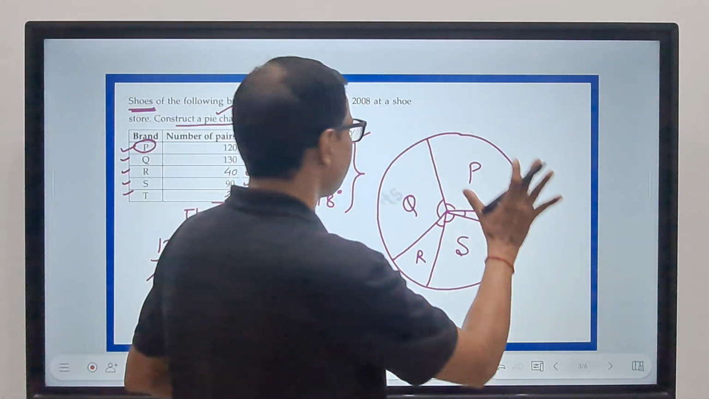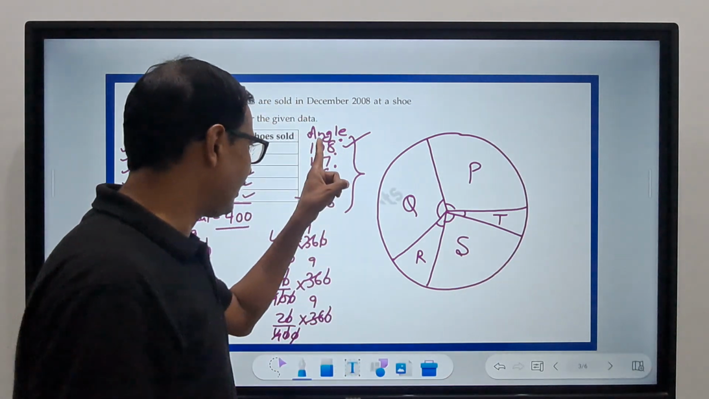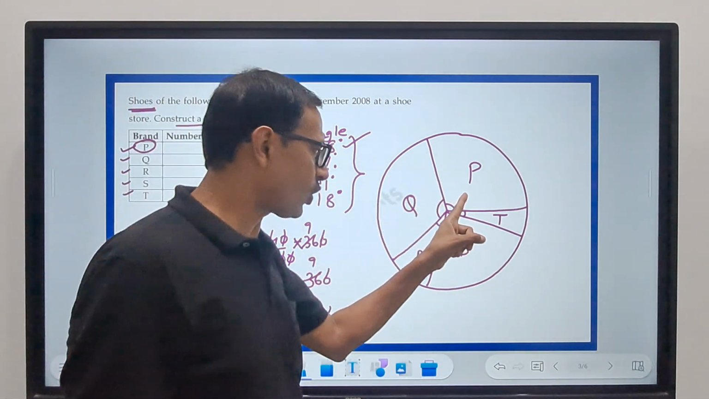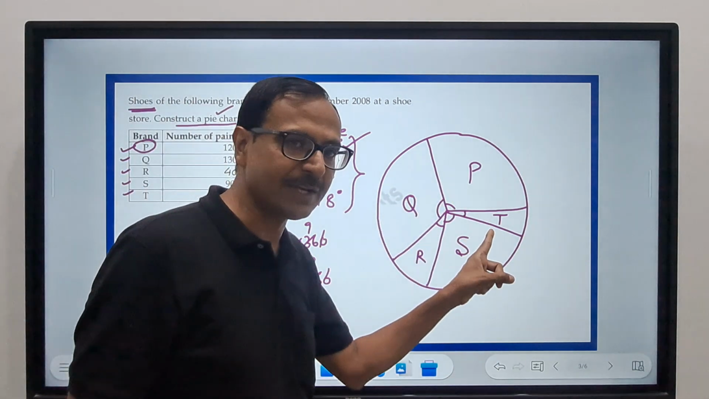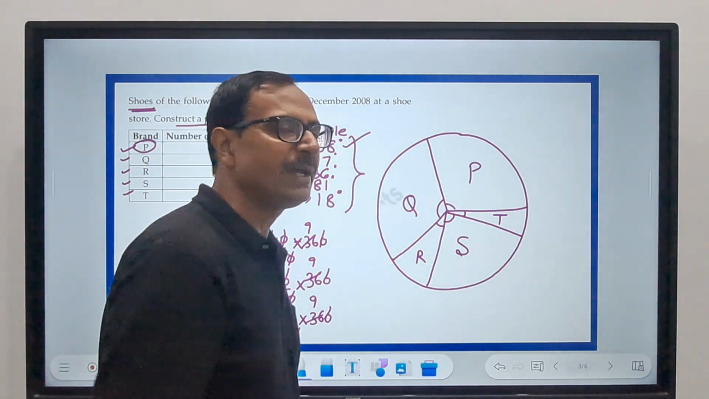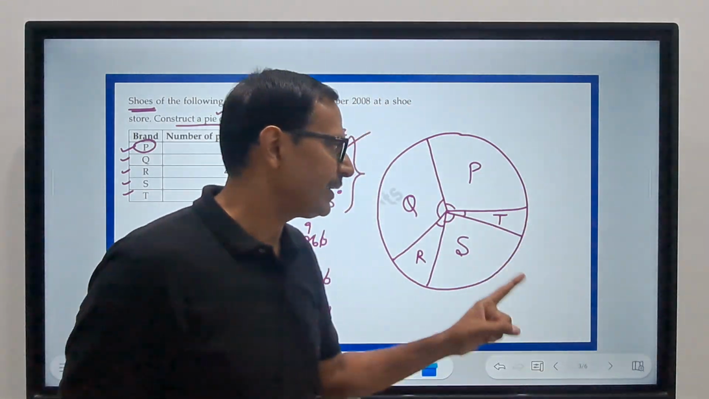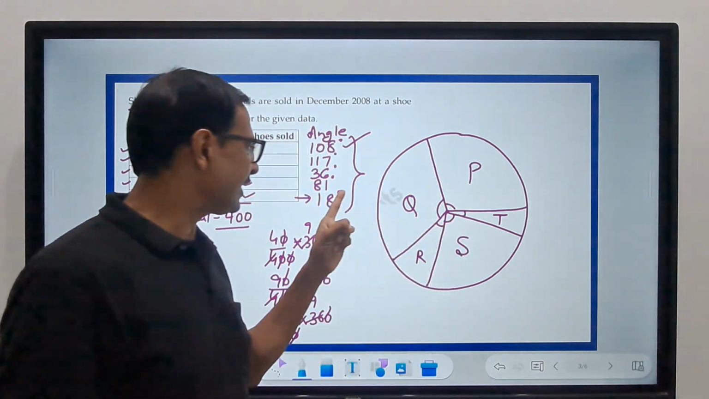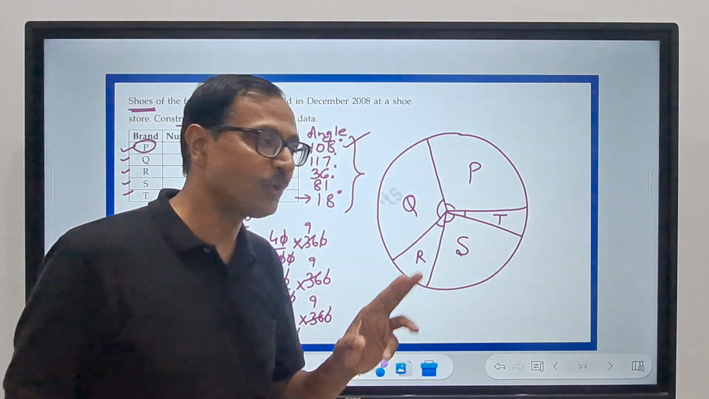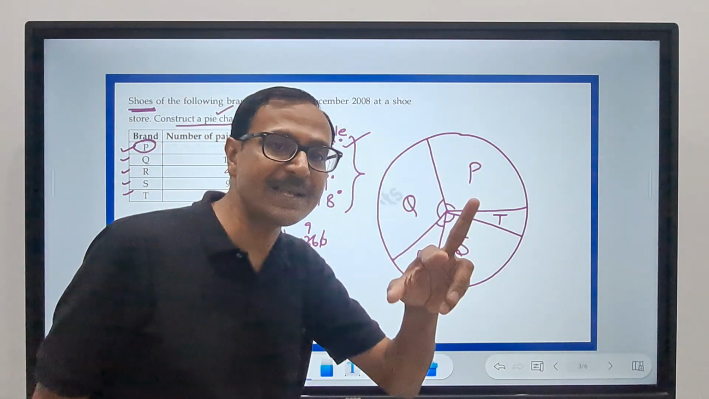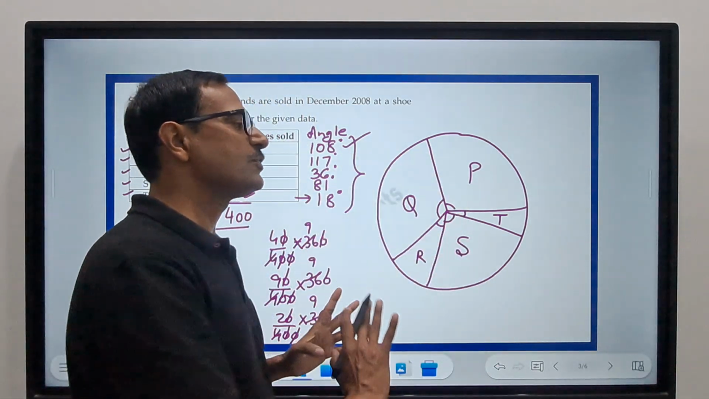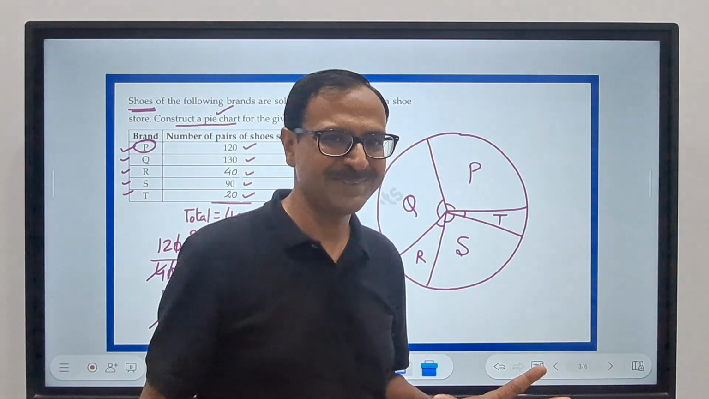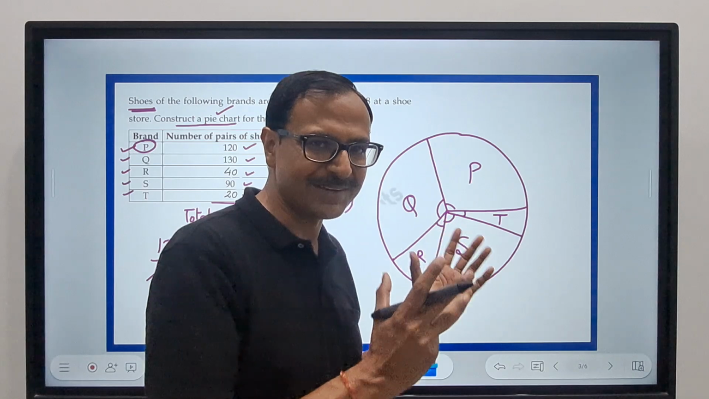Now this is the schematic figure, and if you have found out all the angles correctly and drawn all the angles correctly one after the other, the pie chart is going to be an accurate pie chart, and the last angle you don't even need to make. That angle which is left will automatically be the last angle. So if you get the last angle as 18 degrees by itself, that means all the other angles which you have drawn are correct. Okay, this is the pie chart.